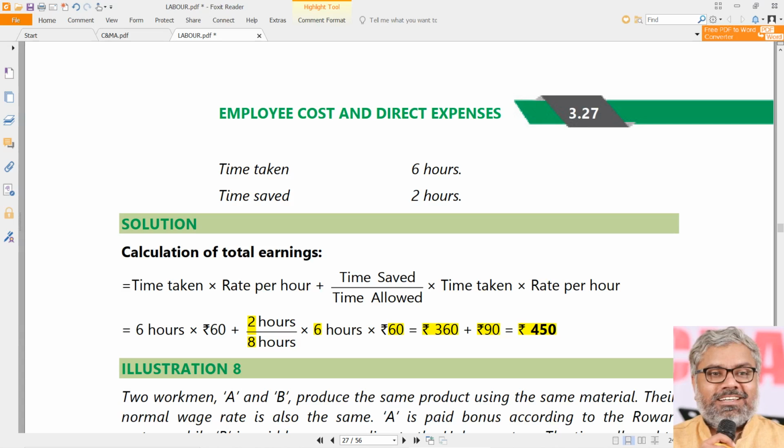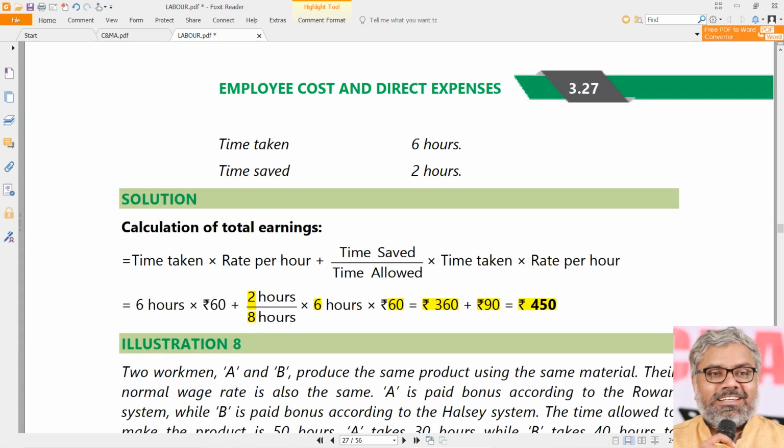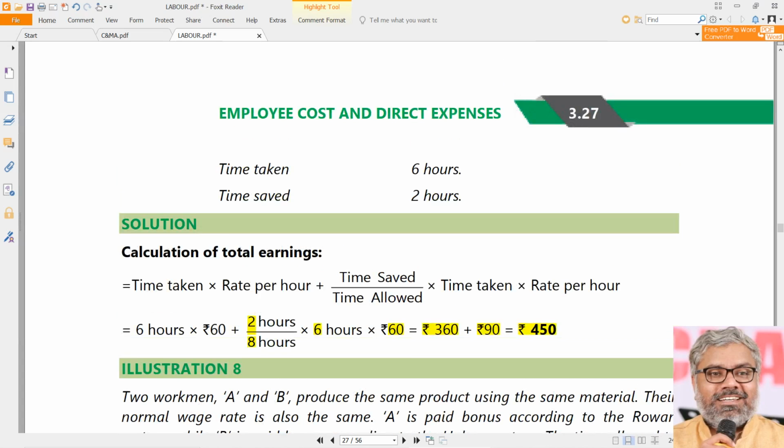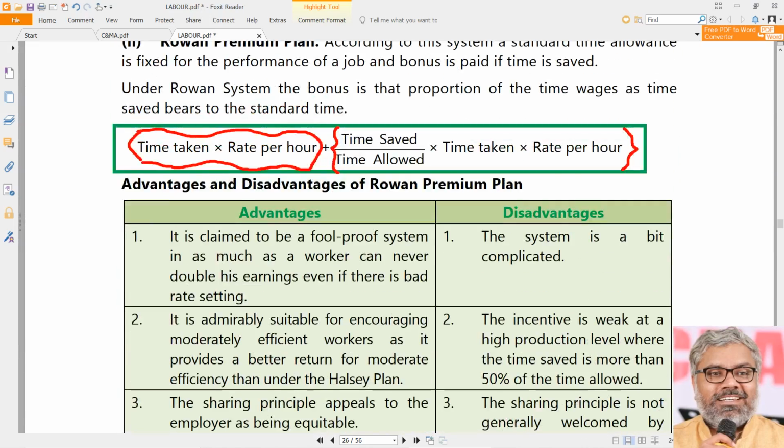So that is all facts only. All the three are facts. They have to be observed in reality. But for us, it will be given in the question. Our job is only to substitute in the relevant formula and get the correct answer. So that is only for understanding of Halsey and Rowan plans.